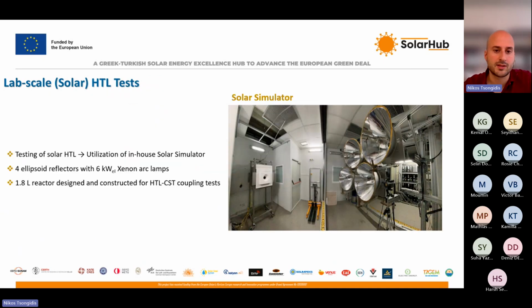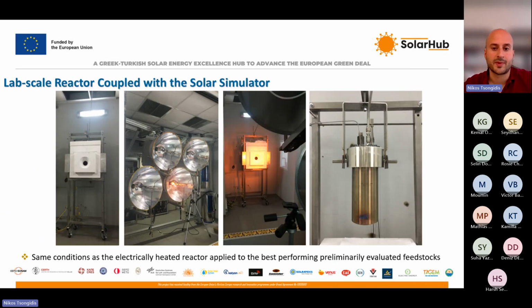Moving on to the solar simulator tests, in this case, we only make use of 4 of our 11 xenon arc lamps, so we have adjusted the array so that we can achieve the quite low temperatures that are demanded by the HTL process. And again, we make use of a 1.8 liter reactor, which was designed and constructed for the purposes of HTL coupling with concentrated solar thermal power. In this slide, we can see some images of the testing that is currently taking place in our solar simulator.